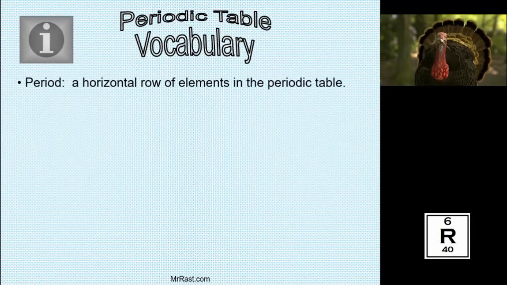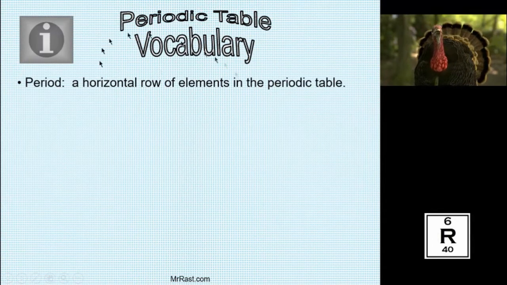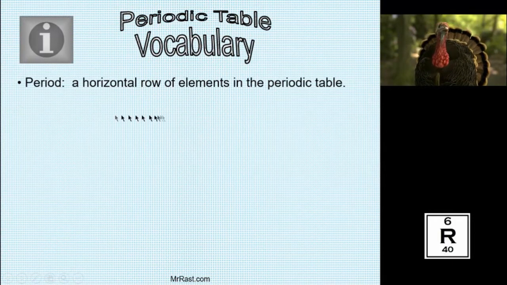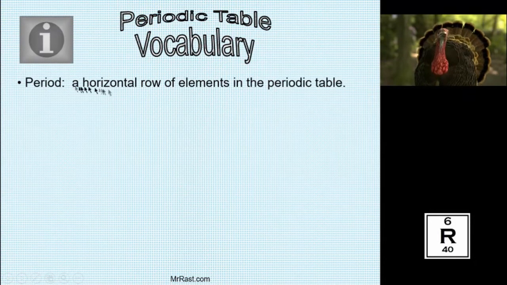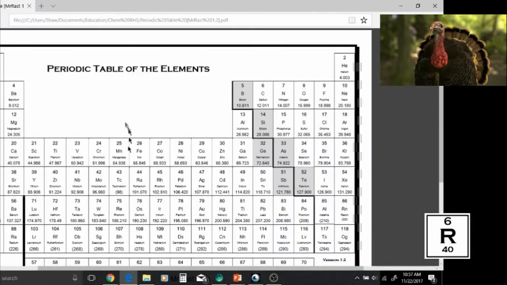All right. Okay, so let's talk some vocabulary with the periodic table. Firstly, periods are horizontal rows of elements on the periodic table. So horizontal means going this direction, horizontal. So periods are horizontal rows, the rows on the periodic table. So this is a period going across here. This is a period, okay?